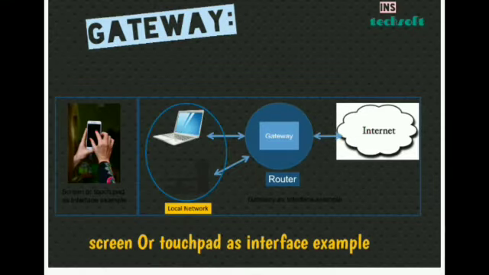See, here in networking, a gateway is basically an interface that allows one network to communicate with another network. We know the interface is nothing but the communication medium between two things. For example, the touchpad is the interface between you and a mobile, or a keypad is the interface between you and a laptop. In the same way, the gateway is the interface between two networks.